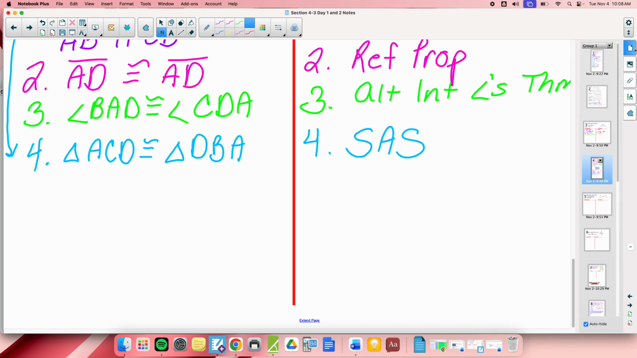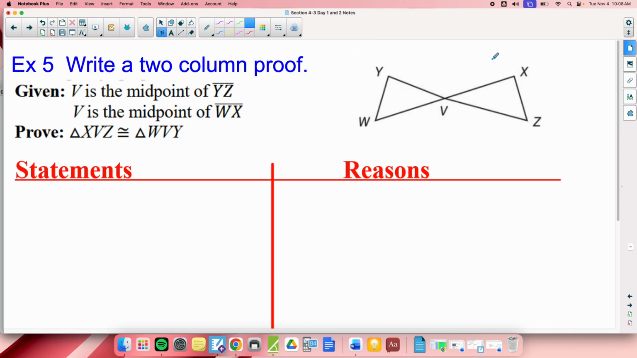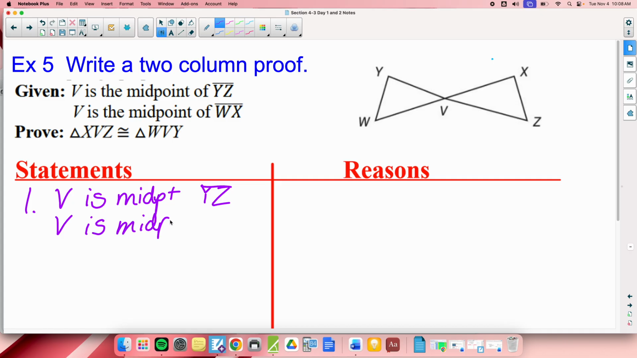Let's go to this page. So I'm gonna write down my given. V is the midpoint, and I use MIDPT to abbreviate midpoint of YZ. And V is the midpoint of WX. And that is given.